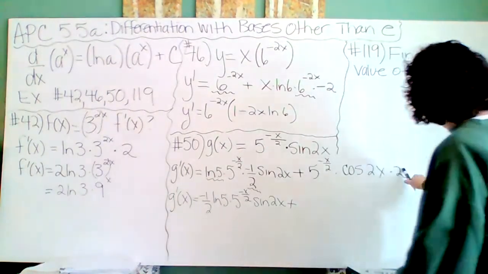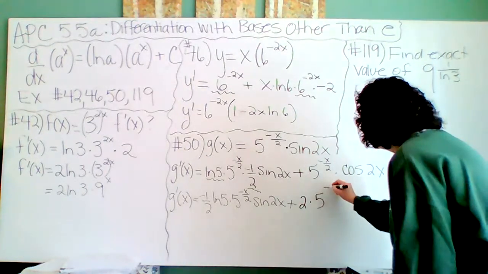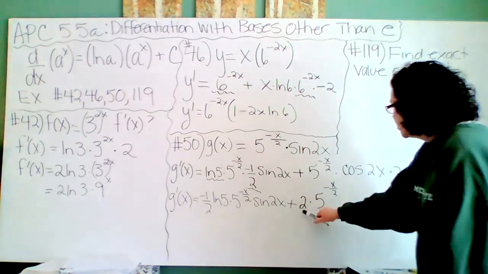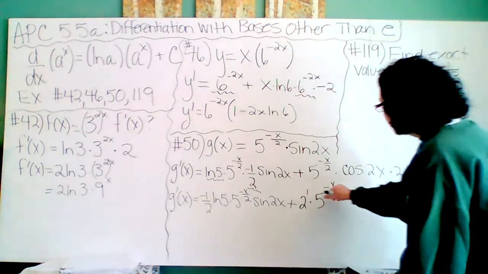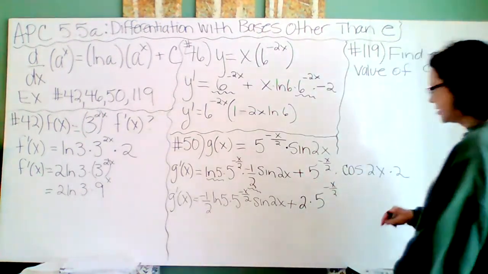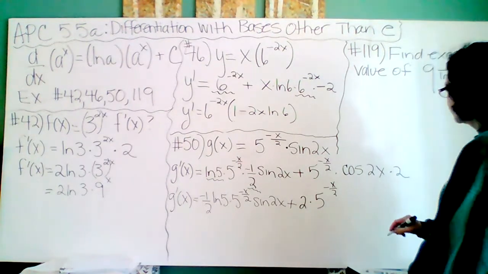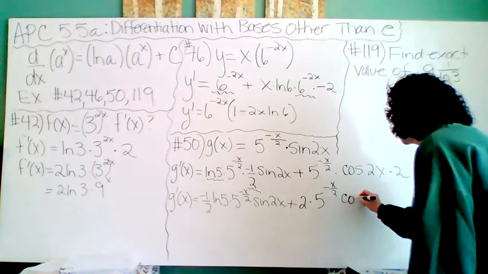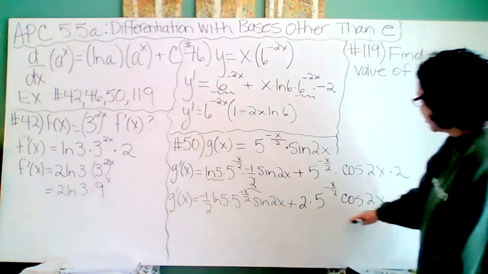Plus, let's bring this 2 out front. Again, this is not 2 times 5. That's a 2 to the first power and a 5 with a different exponent. That's just a constant of 2 times a base of 5 to the negative x over 2 times cosine of 2x. And this will be our final answer here.